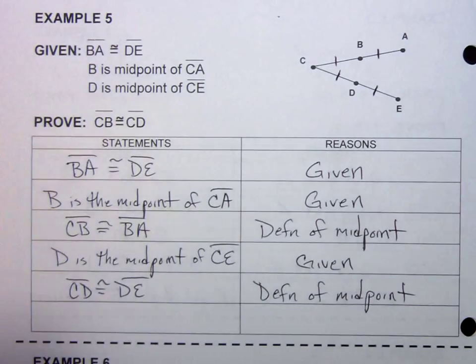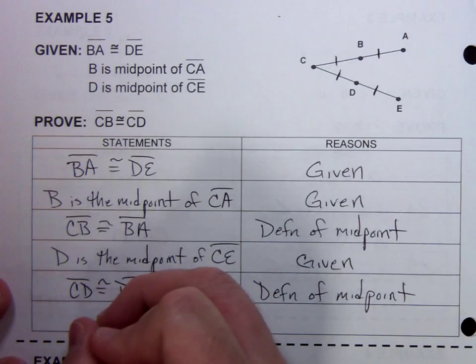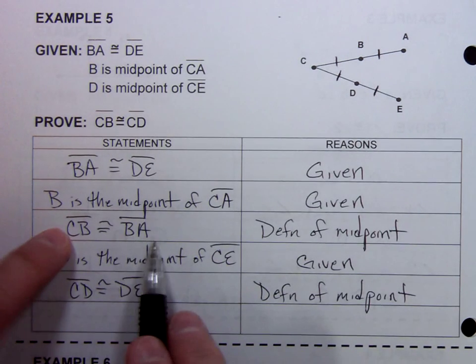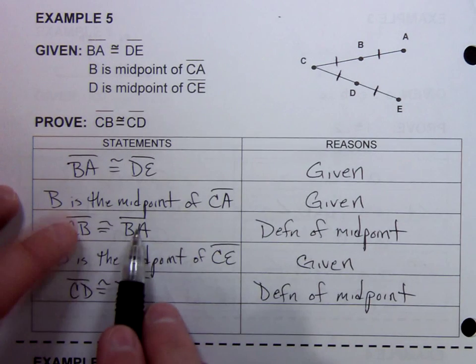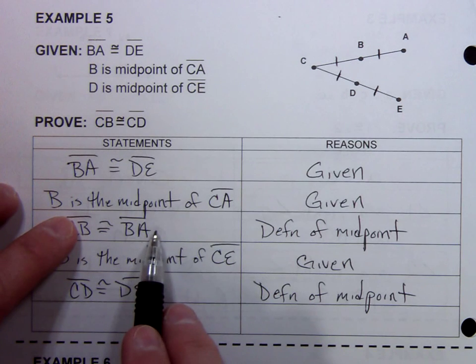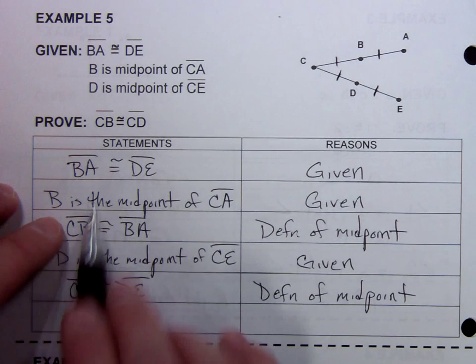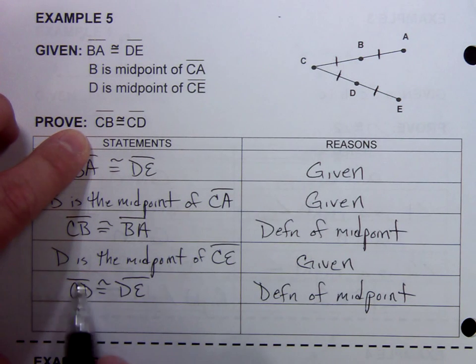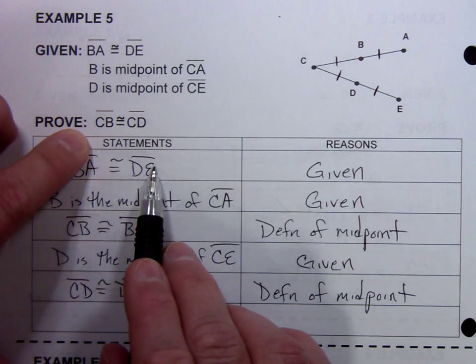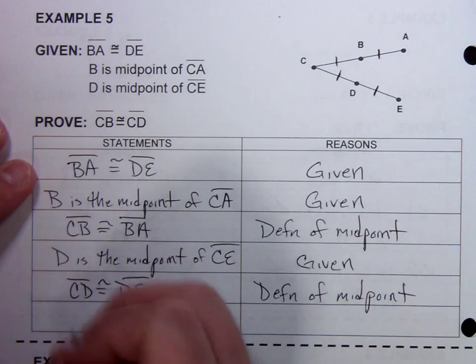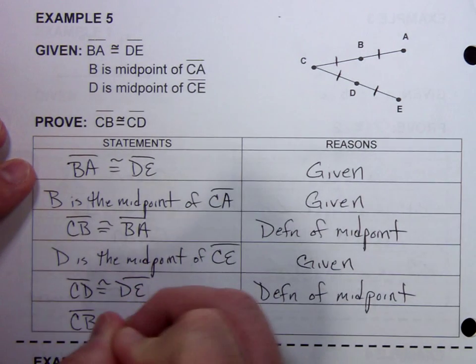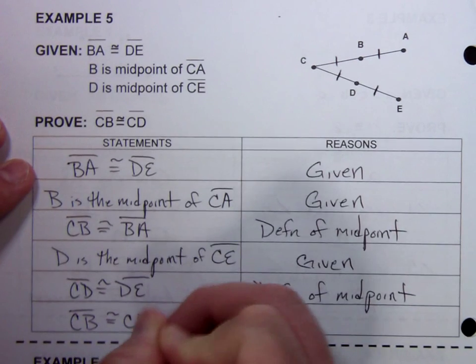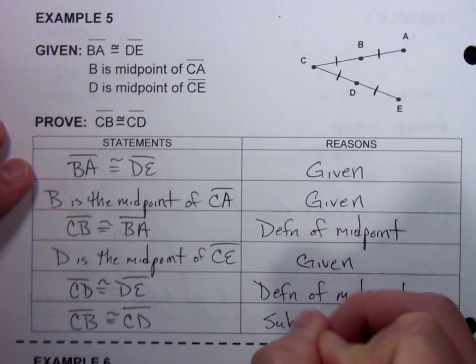Alright, and then my goal is to prove that line segment CB is congruent to line segment CD. Well, just like I did on that last problem, if I know these are congruent, I can replace one with the other, right? So CB goes in place of BA here, and then CD goes in place of DE right here. So I got CB equal to CD there. So line segment CB is congruent to line segment CD by using the substitution property.